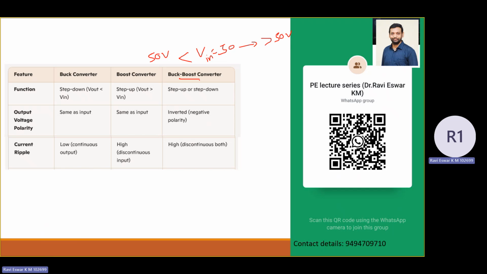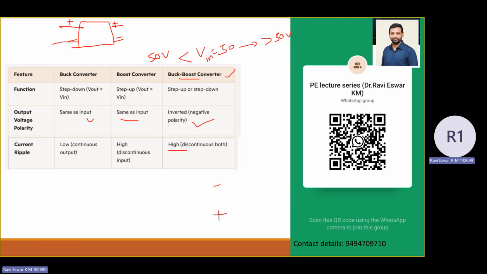If you see the output voltage polarity in the case of the buck converter, let me draw a simple block: here input, here plus, here minus. The output voltage also remains in the same polarity, positive here and negative here. There is no change in polarity with respect to the input. For the boost converter, it happens in the same manner. Interestingly, in the buck boost converter, the output polarity gets reversed with respect to the input polarity. That is one of the concerns with the buck boost converter.